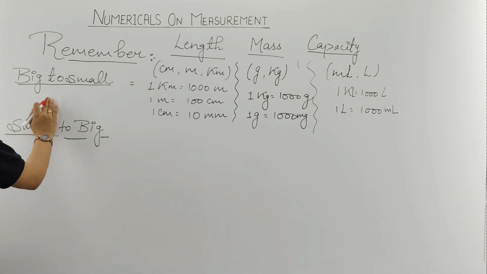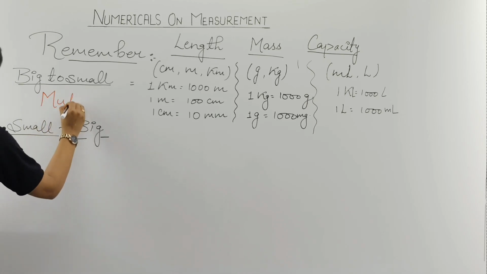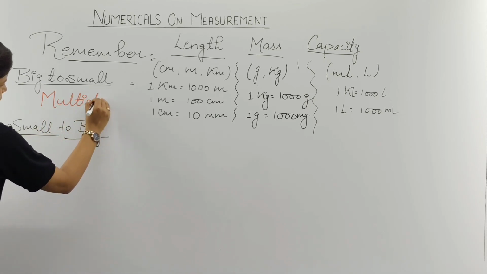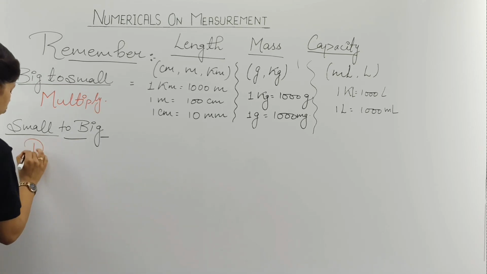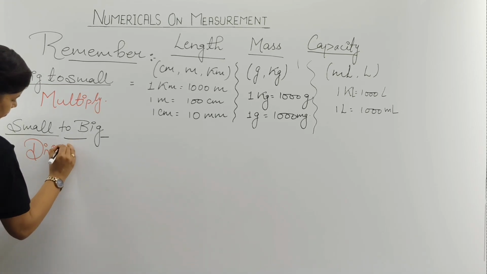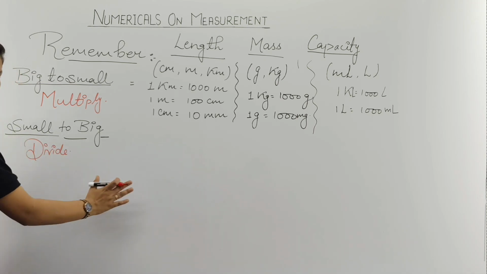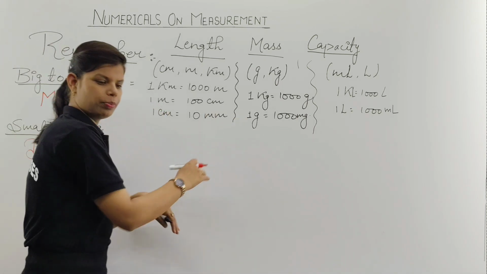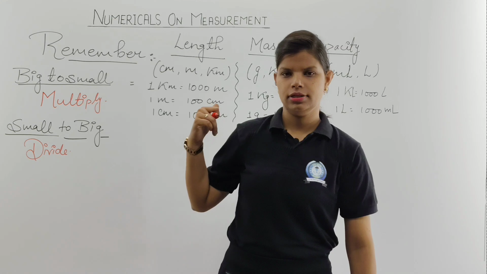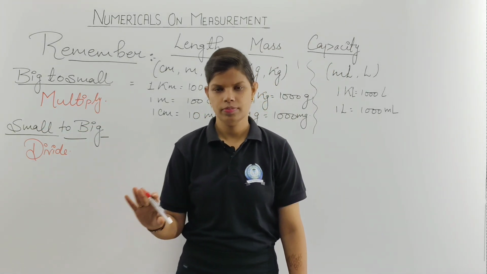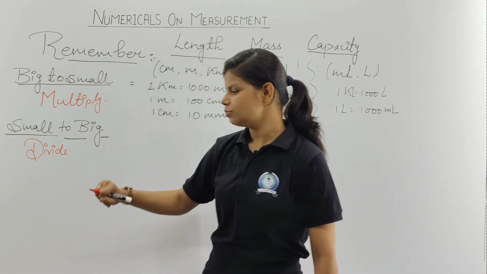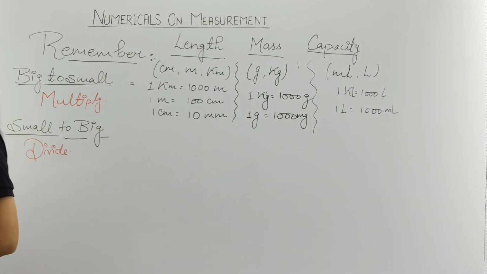Yeah, big to small, we are going to multiply. Good job. And small to big, we are going to divide. So before dealing with the numericals, these all are the things which we have to preserve while dealing with the problems, so that again and again you are going to remember the same thing. Clear, no? Understood?